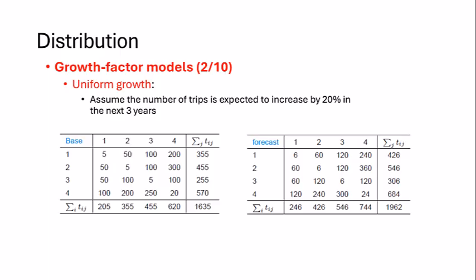The simplest case is uniform growth. Here, we assume every OD cell in the matrix grows by the same factor. If trips in the entire region are expected to rise by 20%, then each origin-destination pair is simply multiplied by 1.2. While easy to calculate, this approach is rarely realistic, except perhaps for very short-term forecasts. It ignores differences in how zones actually grow and evolve.